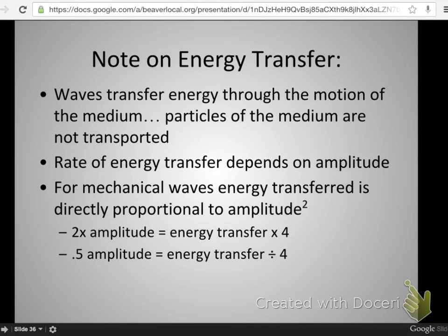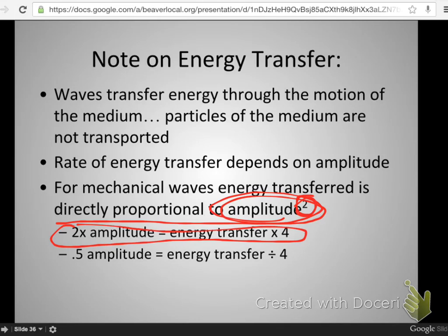What's interesting is it's proportional to the amplitude squared, which means if you double the amplitude, you have 4 times the energy being transferred because it's amplitude squared. I can guarantee you that is a concept I will ask you about. If you cut the amplitude in half, you divide it by 4. If you triple the amplitude, how much more energy are you transferring? 9 times. So quadruple the amplitude, you're transferring 16 times as much energy. So it is proportional to the square of the amplitude. It's not a linear relationship, it's an exponential relationship. Okay, does that make sense?